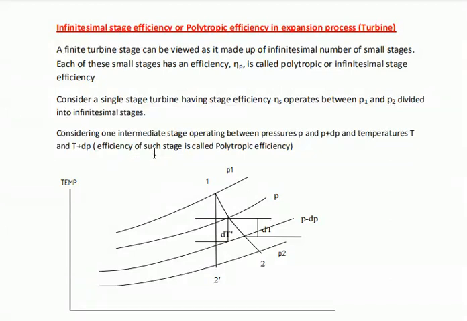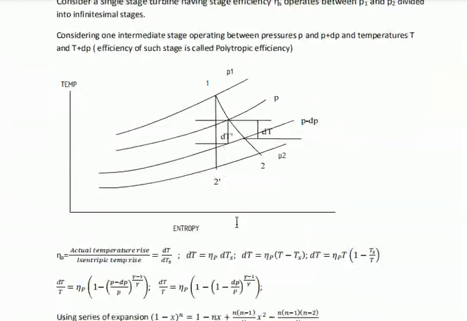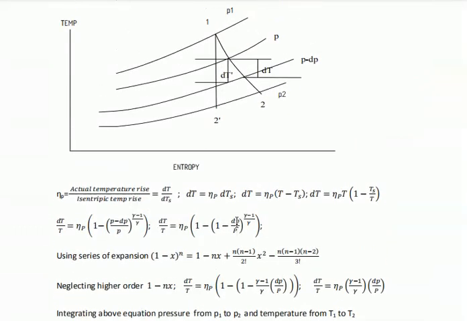So the efficiency of this stage is between the pressures P1 and P2. We can take another small stage operating between the pressure P and P plus dP, T and T plus dT. Okay, so that stage efficiency is called the polytropic efficiency. Okay, so that will show the temperature versus entropy diagram. So again we write that polytropic efficiency can be written as actual temperature rise divided by isentropic temperature rise, that is dT by dTs.